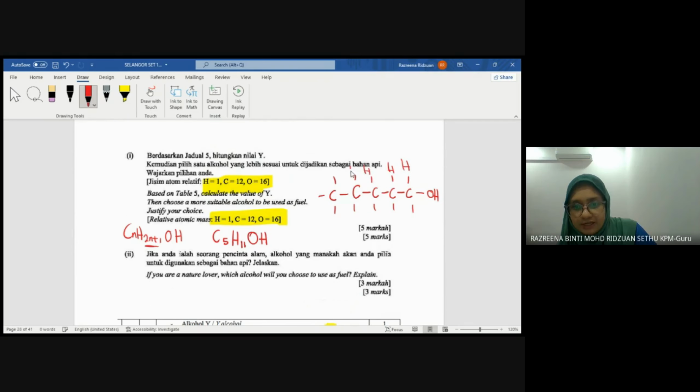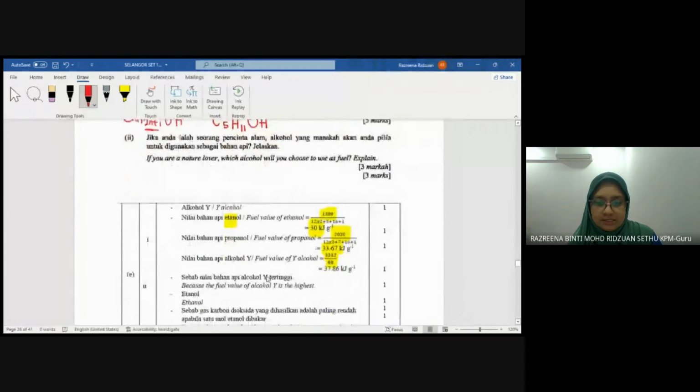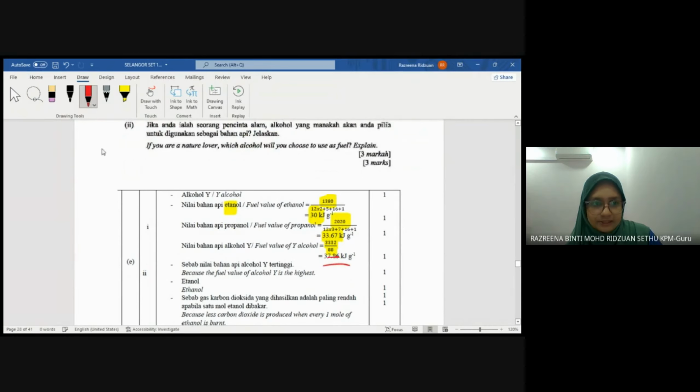So you can find the total hydrogen by doing this. Alcohol does not have a double bond, so all must be filled up with hydrogen. So 3, 4, 5, 6, 7, 8, 9, 10, 11. Correct, 11 H and OH. Then you calculate, your answer is 37.86 kilojoule per gram.